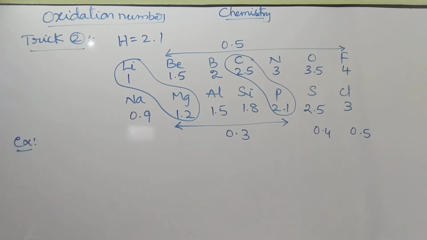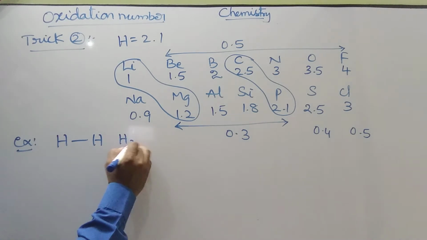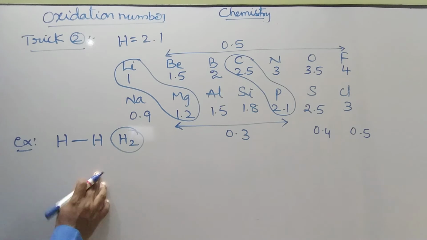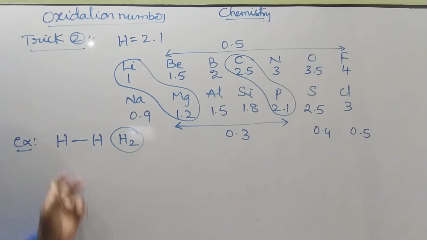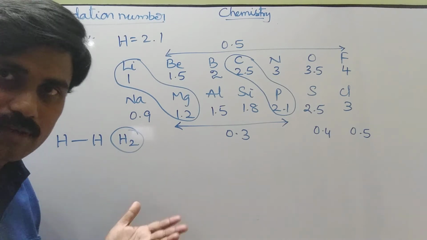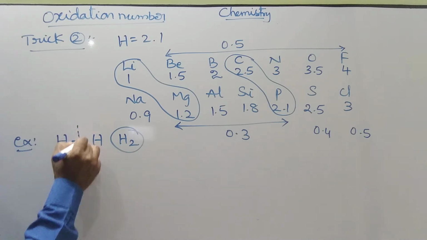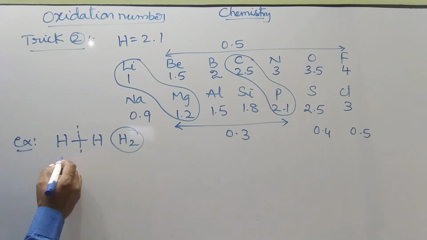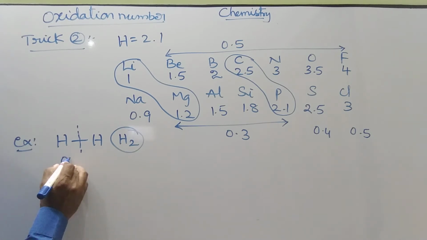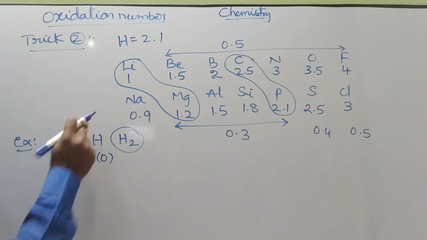Look at an example. Suppose H single bond H is there. So it is an H2 molecule. In the H2 molecule, between two hydrogen atoms, a single bond is there. So H single bond H means first hydrogen electronegativity value is 2.1, second hydrogen electronegativity value is 2.1. So these two are identical atoms. If you split the bond between the two hydrogens, there is no change in oxidation state. First hydrogen is 0 and second hydrogen oxidation state is also 0 because both are similar atoms.